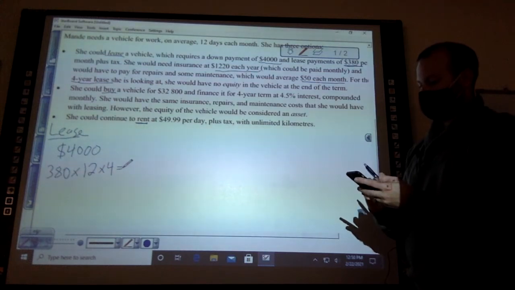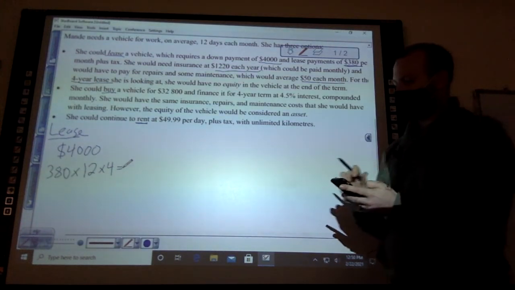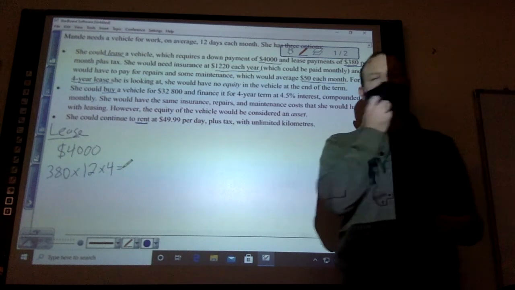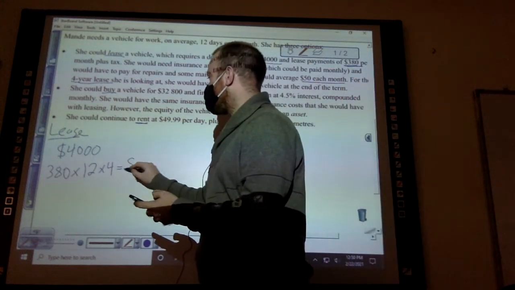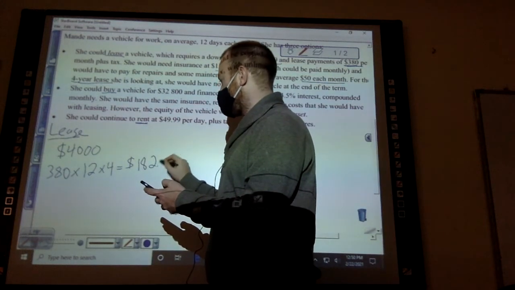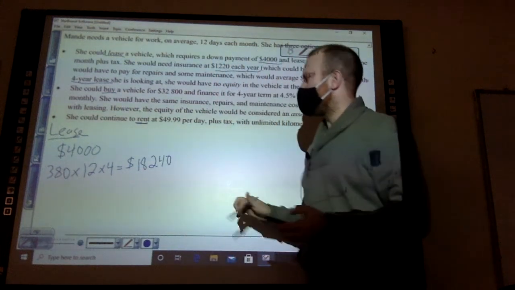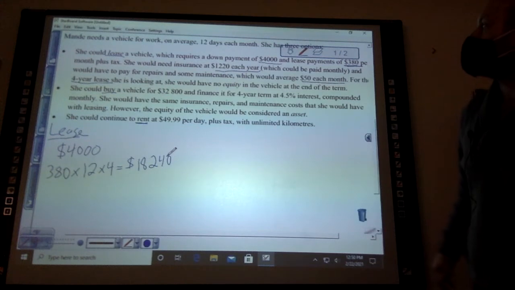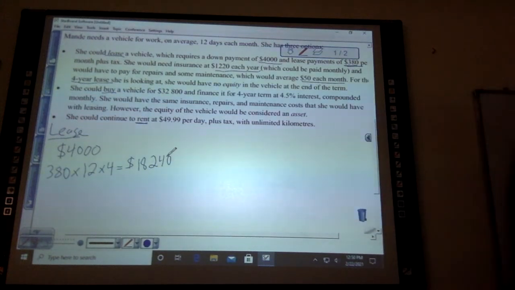No, I just write it like this so you can see what all you're paying. But if on a test you just said times 48, that's fine. So 18,240. What else are we paying?